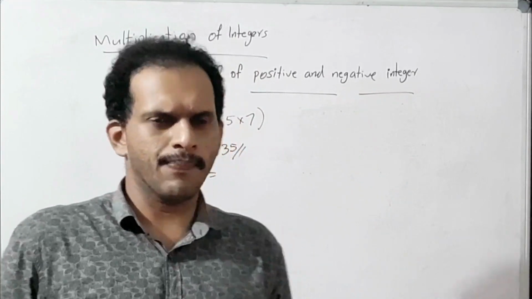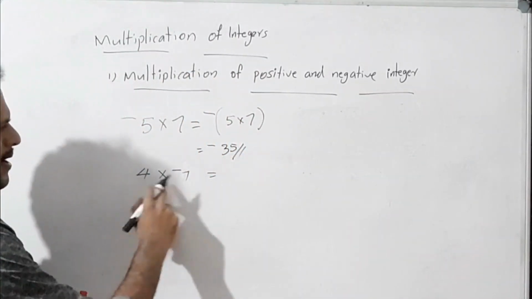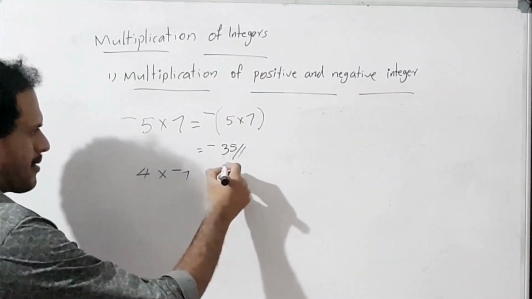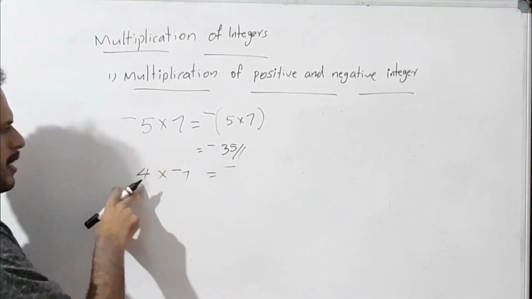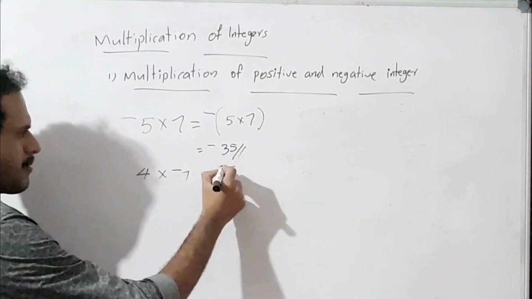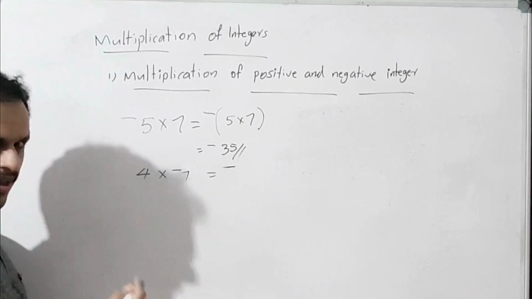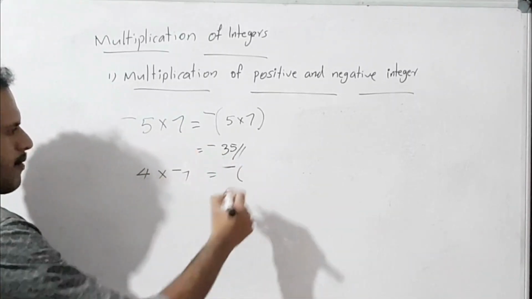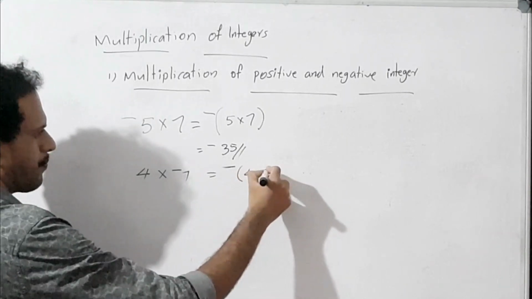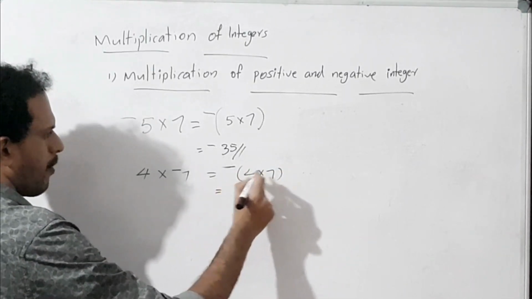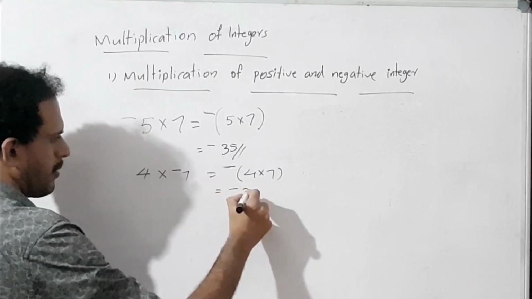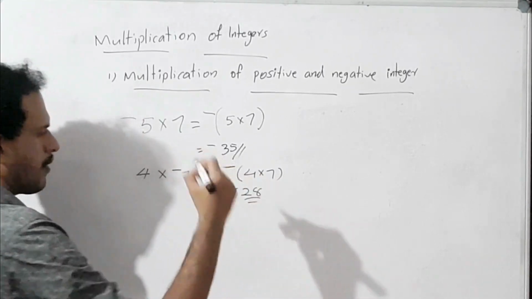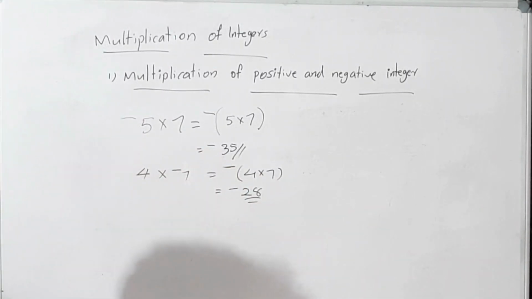So 4 into minus 7, what is the answer? The answer is negative. One is positive, one is negative, so the answer is negative. How to get it? Minus of 4 into 7, and 4 into 7 is 28, then minus 28. So 4 into minus 7 is minus 28.